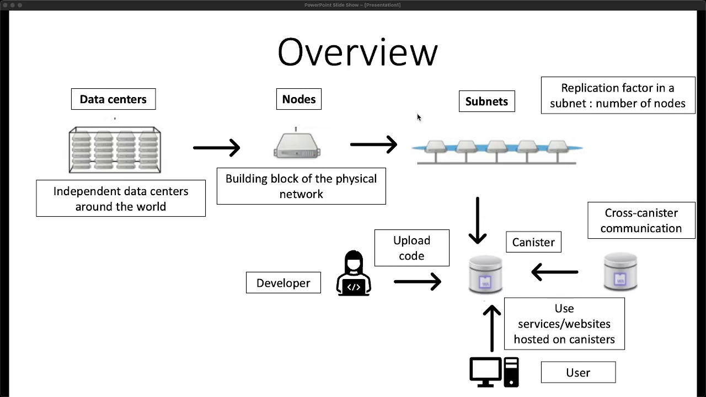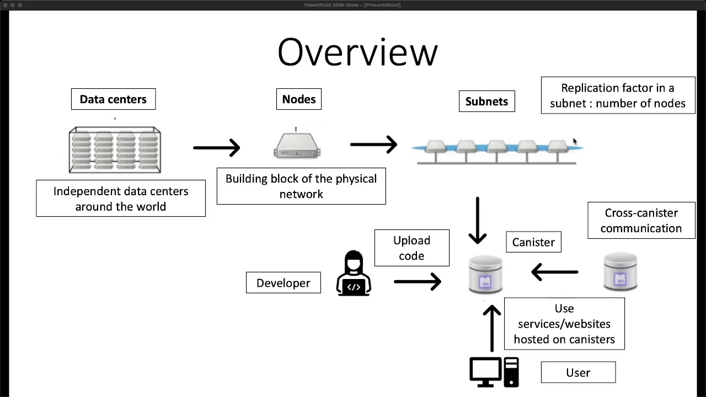And a subnet will have a replication factor. A replication factor of a subnet is the number of nodes that is inside a subnet. So here we can see 5 nodes. Actually, the picture is misleading, because the minimum number of nodes inside a subnet is 7. So that's the minimum number, because we can have more, and it depends on the subnet.